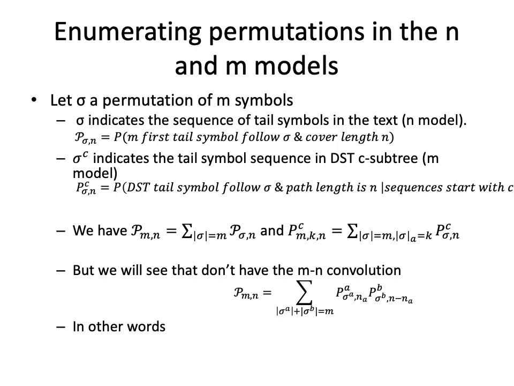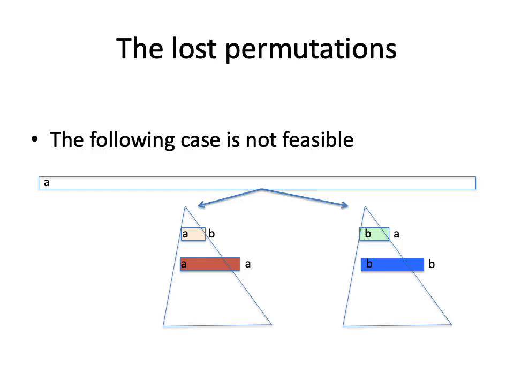that is basically that the probability distribution of the path length is obtained by the convolution of the probability distribution of the sequence on the left subtree and the right subtree. In other words, we don't have this convolution. Permutations, because if you fix a sequence of tail symbols on the left subtree and a sequence on the right subtree, you do not necessarily have a feasible text.